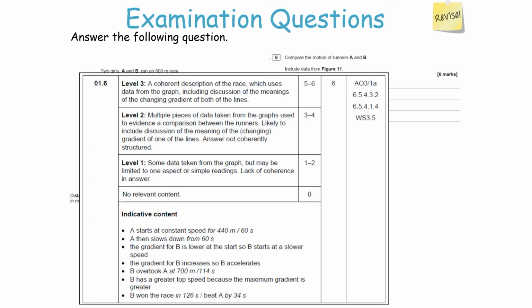So if you have a look, you can see here some indicative content. So like we talked about before, we talked about A, we talked about B, we then linked the two together by talking about when B overtook A, and we also then talked about how B won the race. Now it's also very important you try to work out some values. You don't just say A started off faster and B was slower, and then eventually B got faster, then A overtook. If you want 6 marks, if you want a level 3 answer, you need to calculate some values. So you need to work out some of the answers.